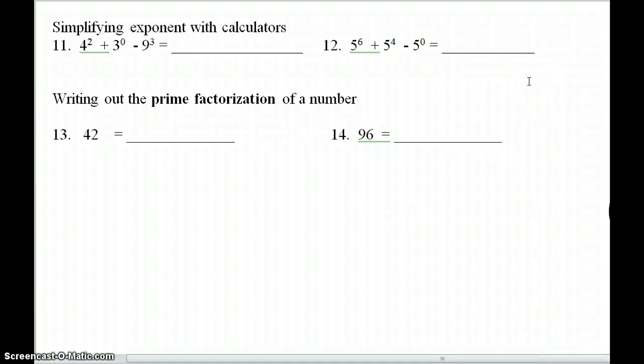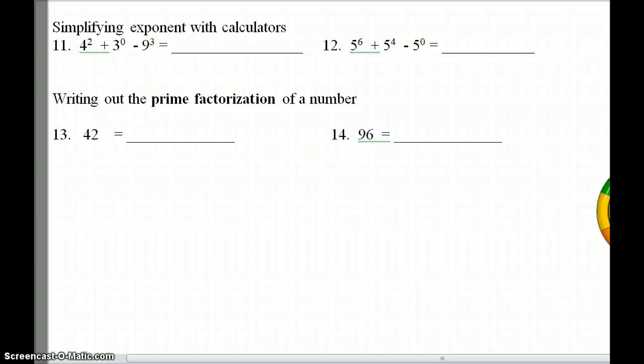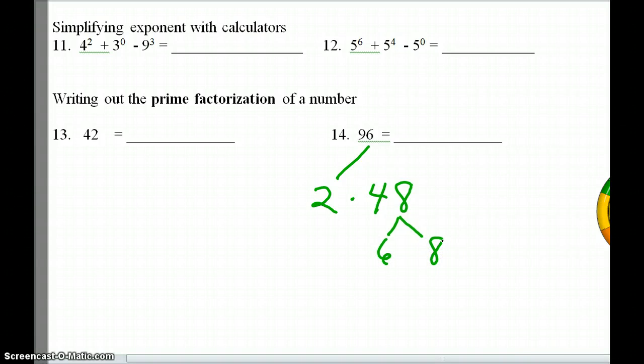Now 96. What numbers can you think of that will go into 96? Don't spend a lot of time, but you know that 96 is even, so quickly divide it by 2. 2 goes into 96 48 times. And then just keep breaking these up until you have prime numbers only. So 48, what numbers can you think of to go into 48? You might think of 6 and 8, neither of which are prime, so keep breaking these up.